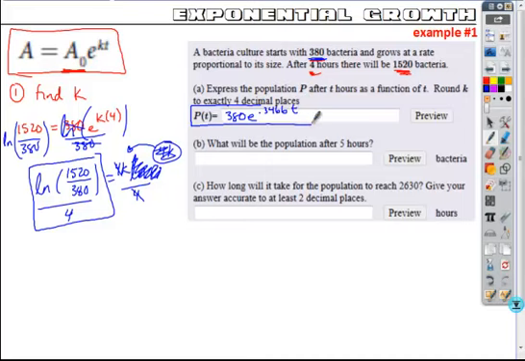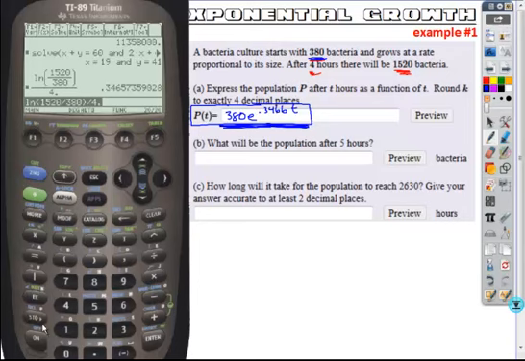Okay. And then the other two questions, they will specifically ask you on your version of this question. It'll say, using the equation that you just established here, what will be the population after 5 hours? So what you now need to do is take this equation and rewrite it. So here on my screen, 380 times e to the power of, and I'm not going to use the exact value here, I'm using the rounded value, times t.